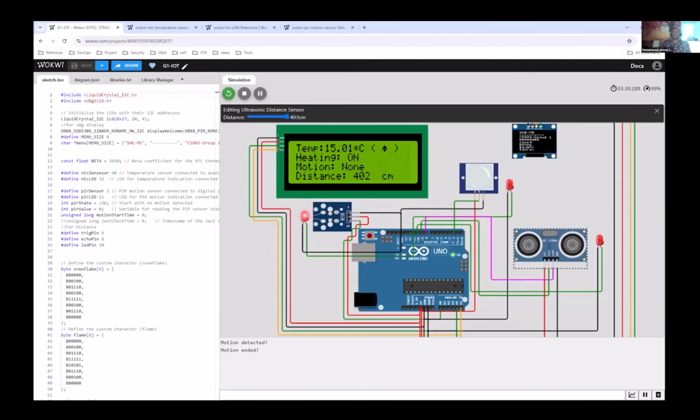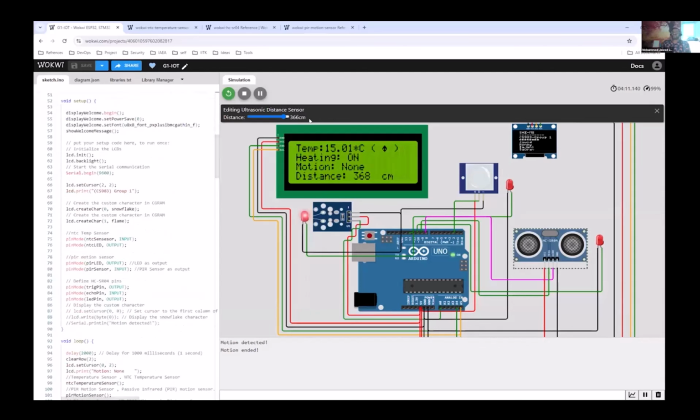Let's see, it's showing 400, the default value in the simulation, and on the LCD screen we see the distance as 402 centimeters. Let's try to decrease the distance. Now we are at 366 centimeters, and we are seeing 368 centimeters over here. As we run this simulation and change the distance, we see the same value coming on the LCD screen, as specified for the assignment. Now, why am I seeing the variation? We have 366 on the simulation, but on the LCD it is coming as 368.